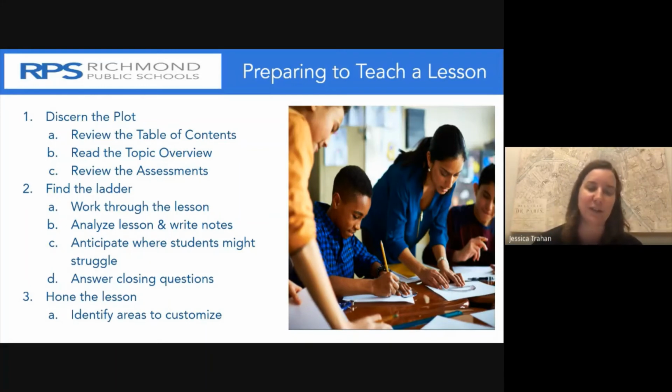And then, of course, step 3, hone the lesson. We want to identify the areas that need to be customized. We don't want you to open a Eureka Math teacher edition and say, it's just a script. That's not the intention. We want you to be able to hone that lesson and identify areas to customize based on needs for your students.